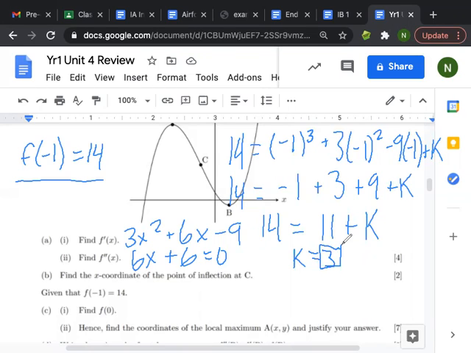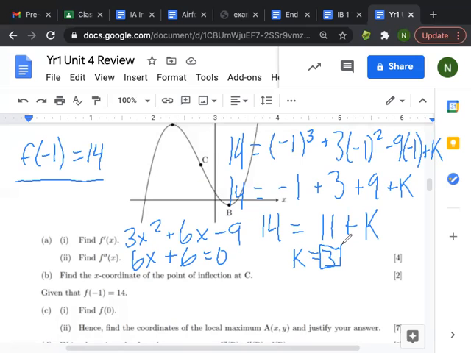Okay, then it says hints. Find the coordinates of the local maximum A. Wait, so Ms. Thompson, for the one that we were just doing, should we have a final answer that f of 0 equals 3, or can we just leave it at k equals 3? f of 0 equals 3, or just 3. Yeah. Good.